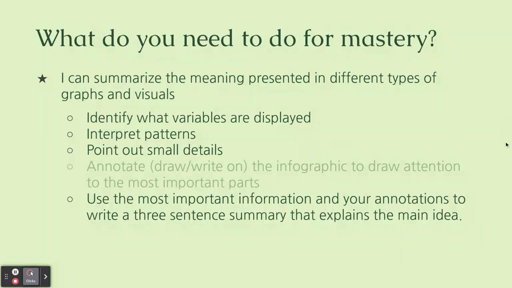All right, again, for your mastery, what you are about to do is collect an infographic. You are going to identify which variables are displayed in that infographic, interpret some of the broad patterns that you see, as well as point out small details, pointing to specific points on that infographic, whether it's a map or a graph. And you're going to use that information to write a 3-sentence summary that explains the main idea. Your grade is based off of the data table that you make that shows your observations with the interpretations, and the summary that you make.